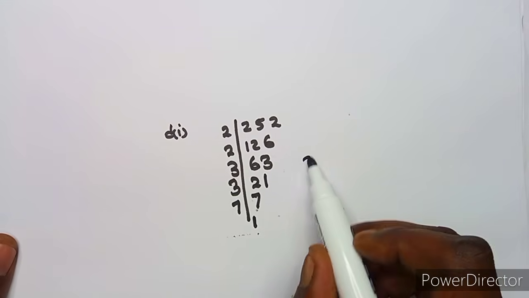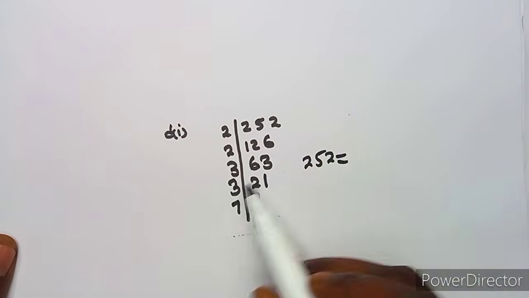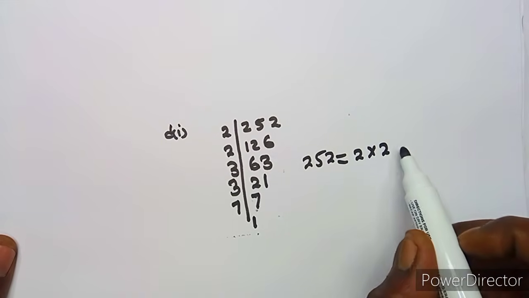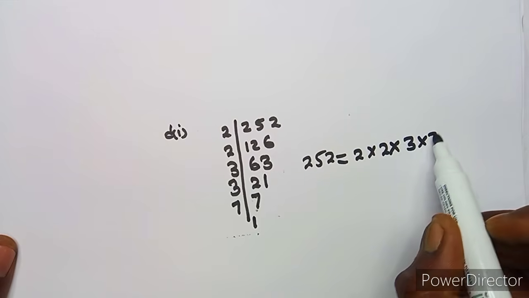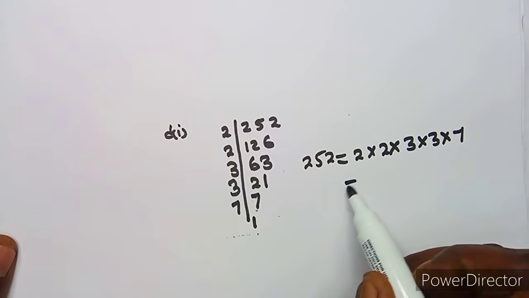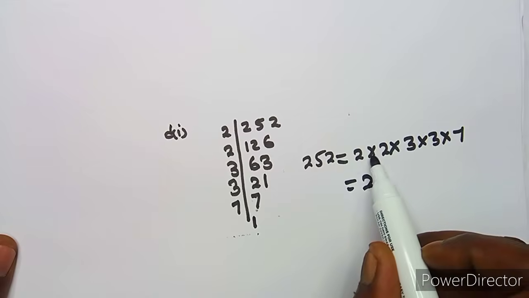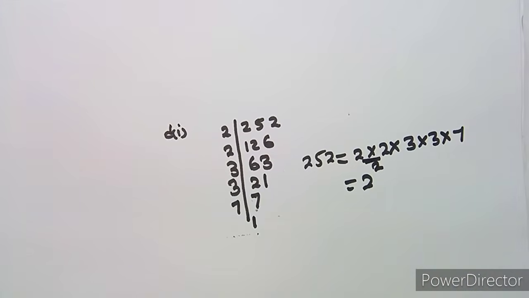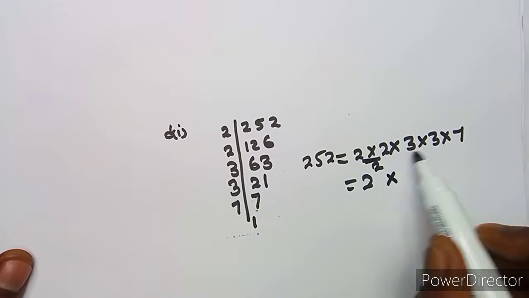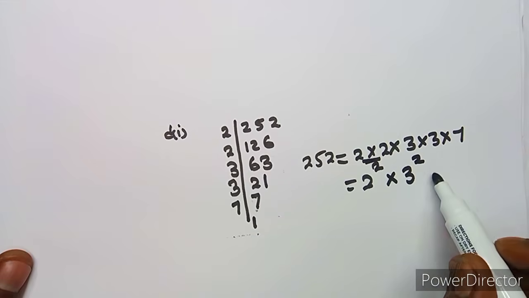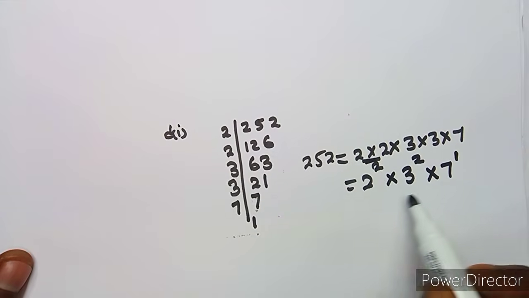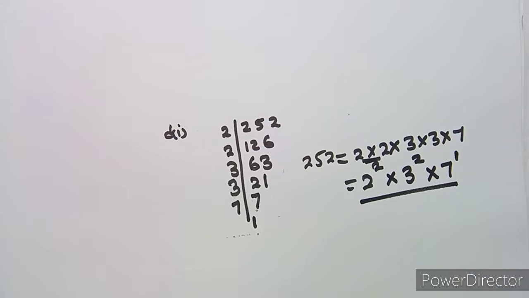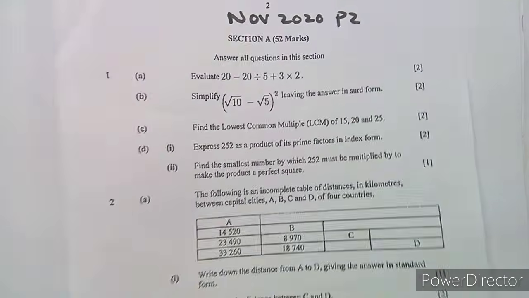So this is 252 as a product of its prime factors, which is 2 times 2 times 3 times 3 times 7. Then in index form, 2 times 2 is 2 to the exponent of 2. 3 times 3 is 3 to the exponent of 2. Then 7 is just 7 to the exponent of 1. There's no other 7, there is just 1. So simply like that, that's what we needed.